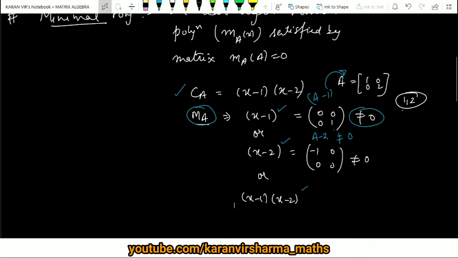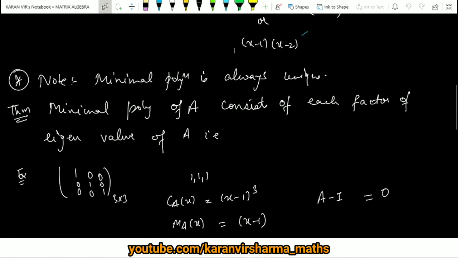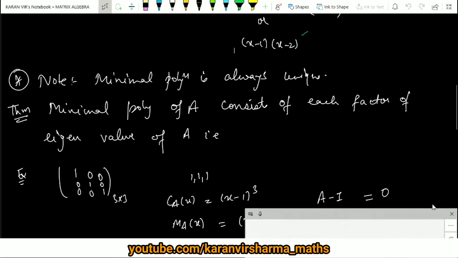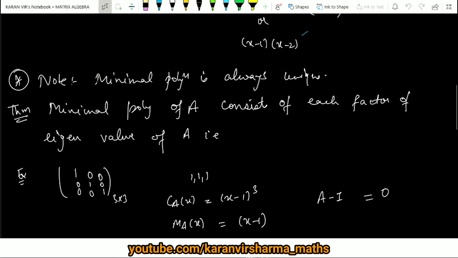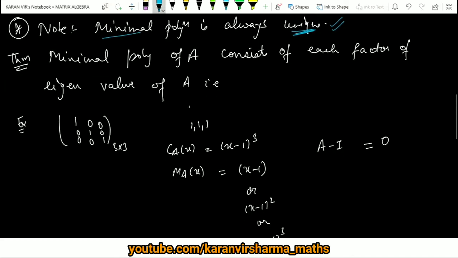Let us look at some other examples also, but before discussing a few more examples, let me tell you that the minimal polynomial is always unique. So this is one of the results. You need to understand this, that the minimal polynomial is always unique. And then we have a very important theorem, that whenever we are asked to write down the minimal polynomial of A, it will always consist of each factor corresponding to an eigenvalue of A.